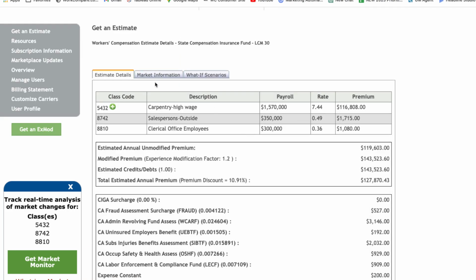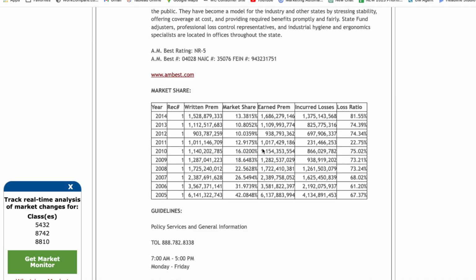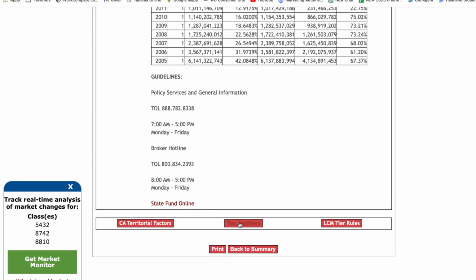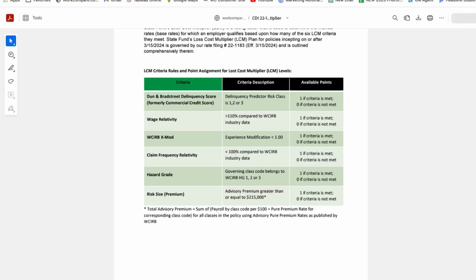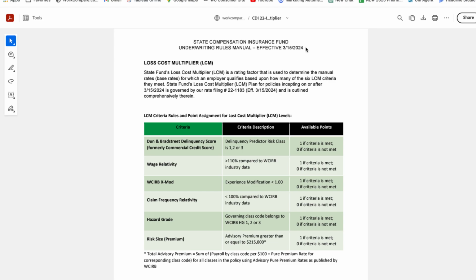When you click into the details, find the market information tab, and you can see down here at the bottom of the page, there are some buttons that link to additional information. The one you want to look at is the LCM tier rule. So when you click it, you can see it opens a new browser tab, and this is information that comes directly out of their filing that was effective on March 15th. And let me kind of walk you through this.